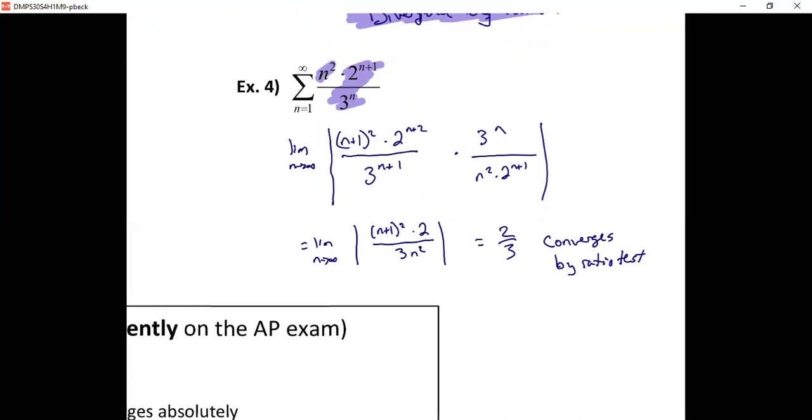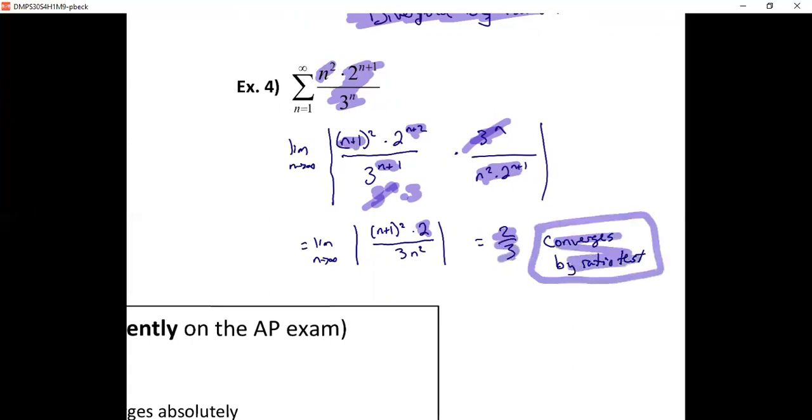So let's find out. Plug in n plus 1, and then divide by plugging in n, which means multiplying by the reciprocal. And just like before, we should have some cancellation. So this is 3 to the n times 3, so the 3 to the n's cancel. The n plus 2 over n plus 1 goes to 1, and 2 to the n plus 2 over 2 to the n plus 1 gives us 2. So the limit as n approaches infinity ends up being 2/3. So that being less than 1 means we have convergence by the ratio test.